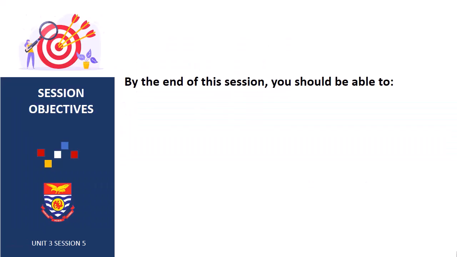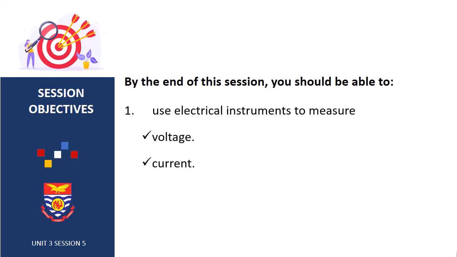Now, by the end of this session, you should be able to use electrical instruments to measure voltage and current. So basically, you should be able to use a voltmeter as well as the ammeter to measure voltage and current in a circuit respectively, and also differentiate between a cell and a battery.